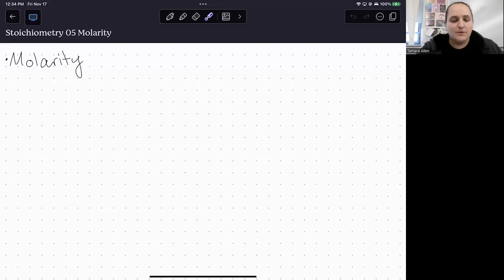So earlier in this unit, we learned how to convert between grams of a substance and moles of a substance using its molar mass. But that type of conversion only applies when you're dealing with pure substances, and in chemistry we're often dealing with mixtures. One particular type of mixture that you will encounter really frequently is one that we've already talked about a little bit, known as an aqueous solution.